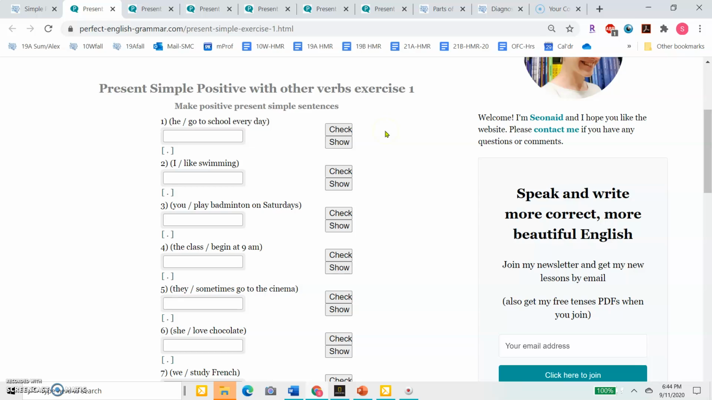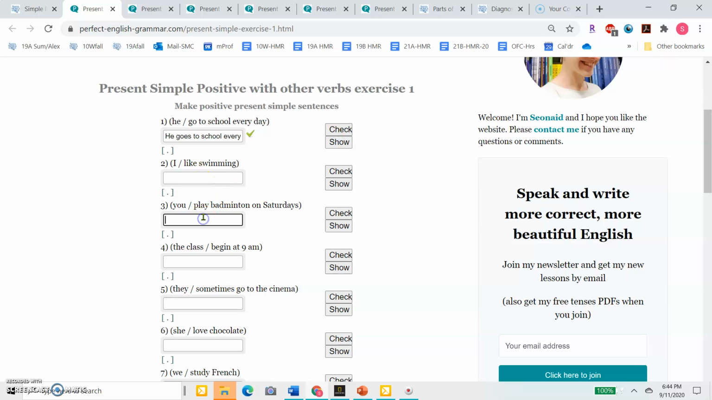Present simple positive with other verbs. So you're going to type the whole sentence. He go to school every day. He go or goes to school every day. Period. And then you can check your answers.